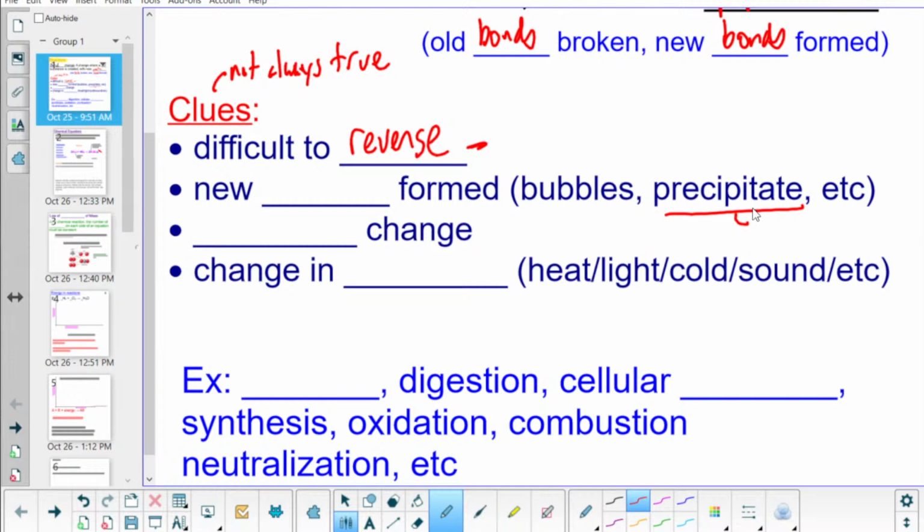Oh, that is a precipitate. You can see it as I swirl this, it's got little solid bits on it. So precipitate is when you form a brand new solid that didn't exist before.